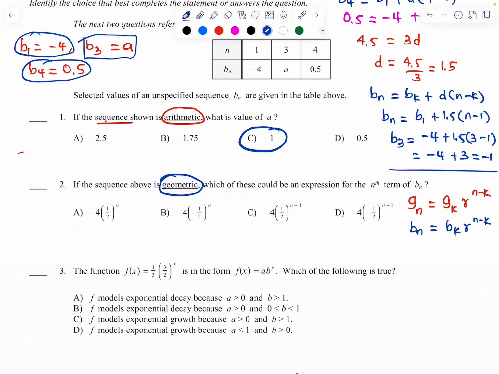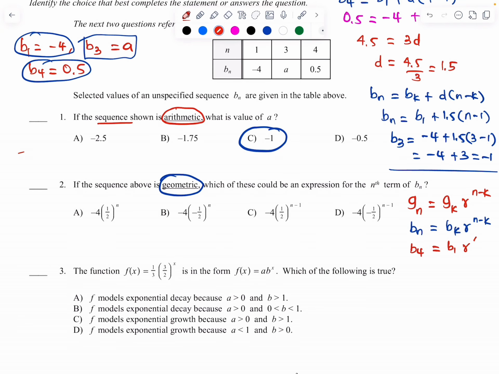In this case now, you notice that I have a value for b4 and a value for b1. As my preference again, I would put b4 outside, and then my b1 is going to be inside. Then I don't know what the common ratio is, so let's find the common ratio.